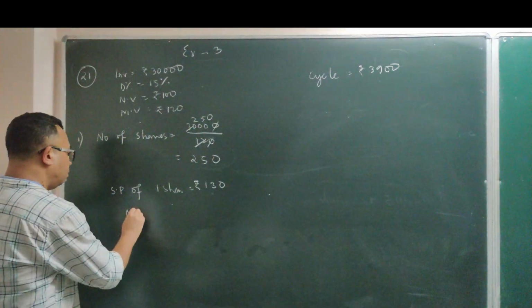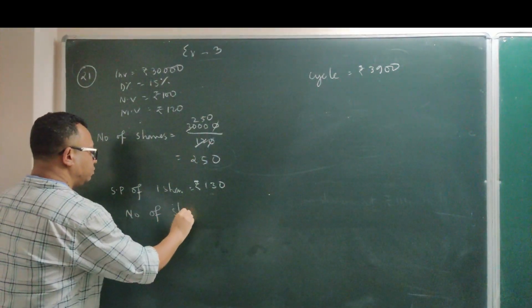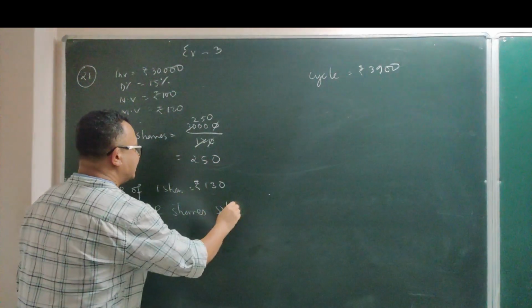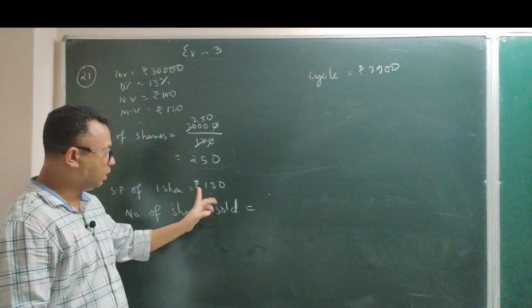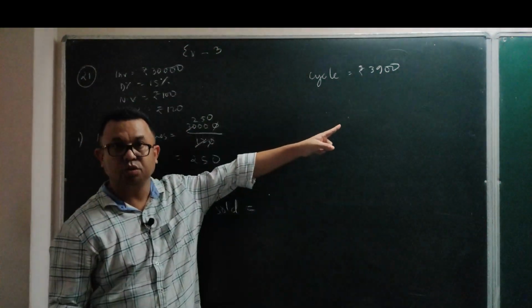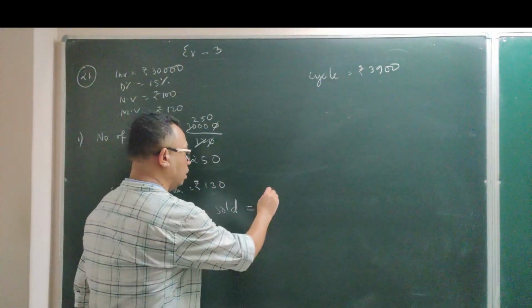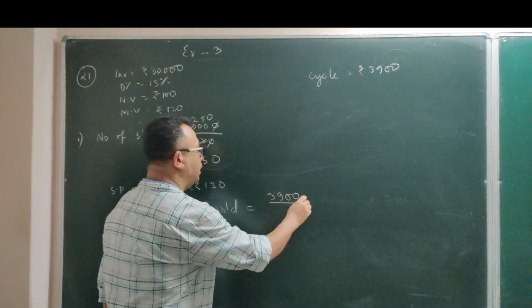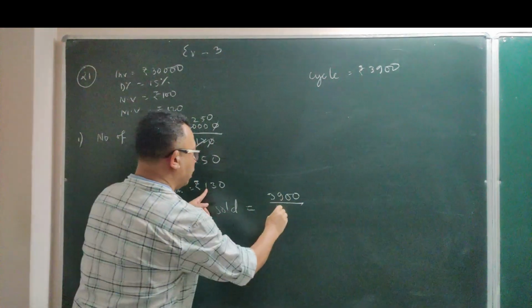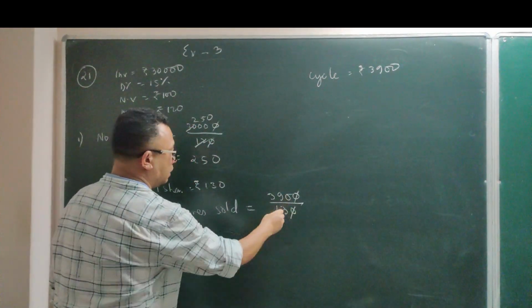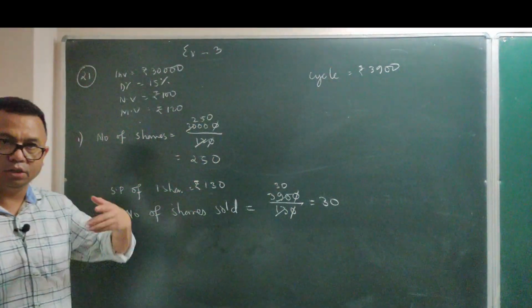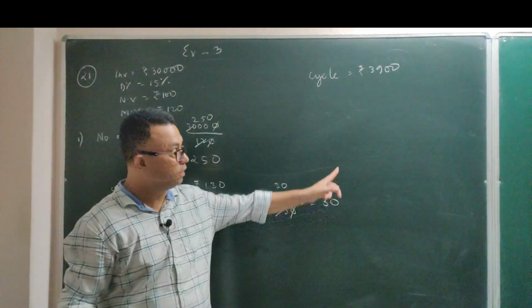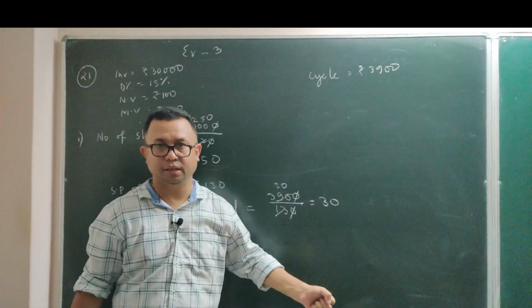So the number of shares that he sold: again I am repeating, for selling one share he is getting 130, but he has to get 3900 to buy the cycle. So the total number of shares that he has to sell is 3900 divided by 130. As you cancel this, there it is. He sold 30 shares. After selling 30 shares only, he will get 3900. Now he can buy the cycle.